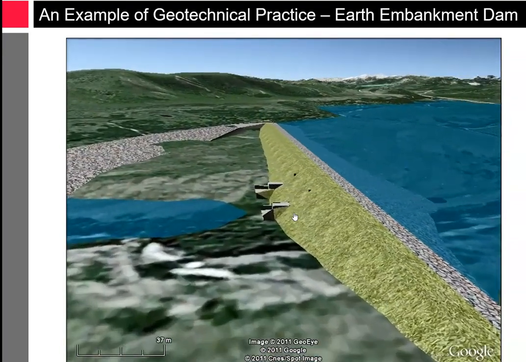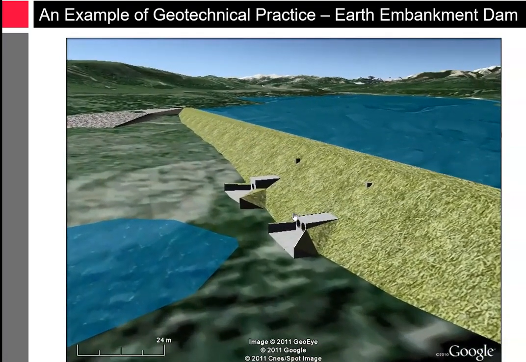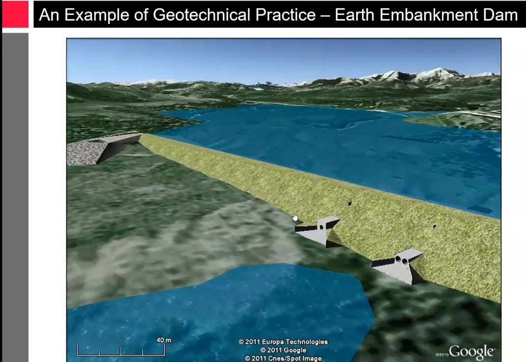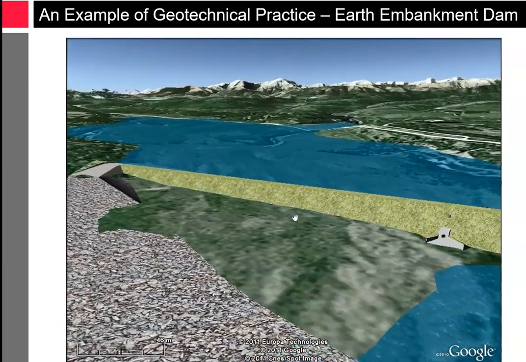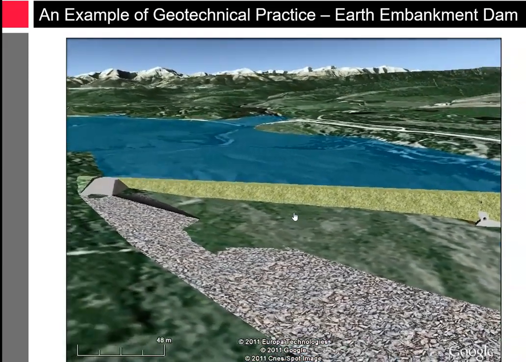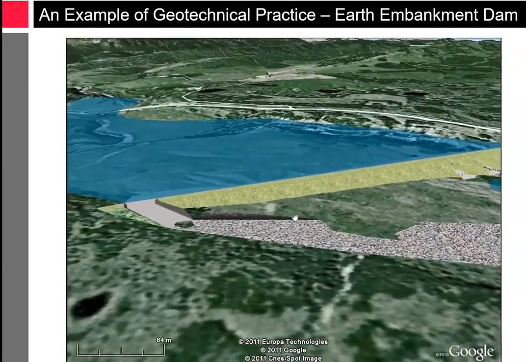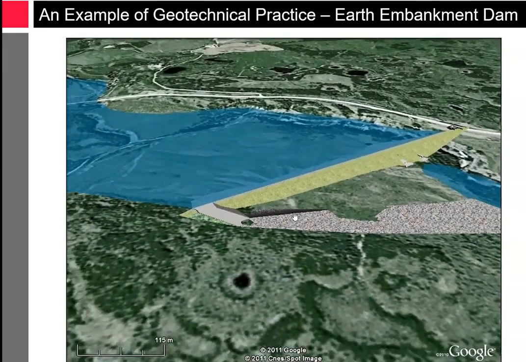So this shows a typical earth embankment dam. On the upstream side, we have a layer of riprap to minimize erosion. The left side shows the location of the spillway and other components of the earth embankment dam.